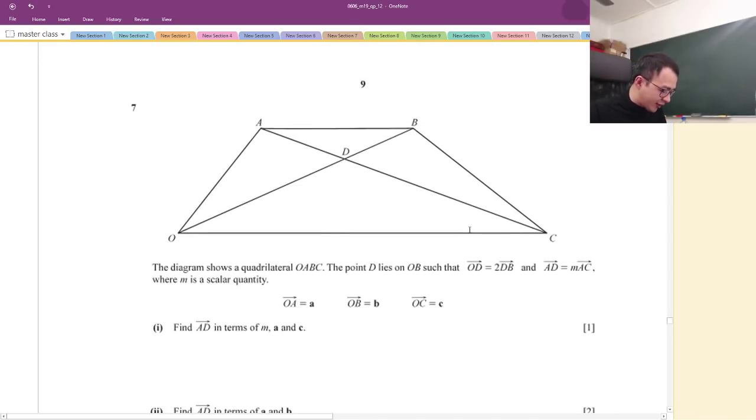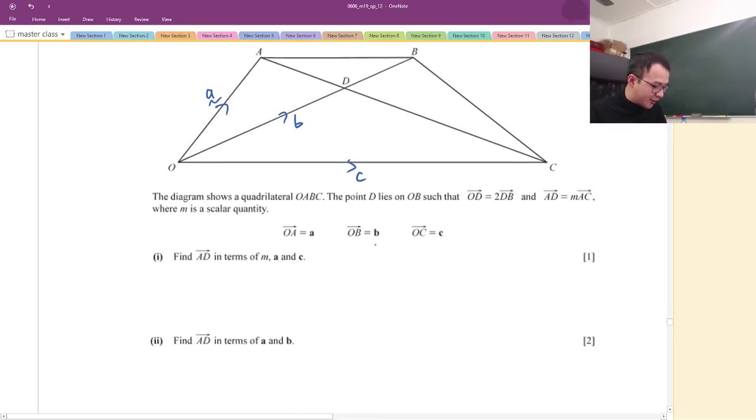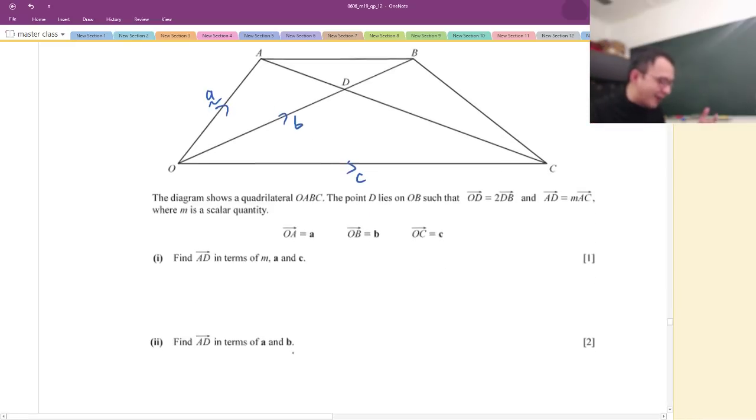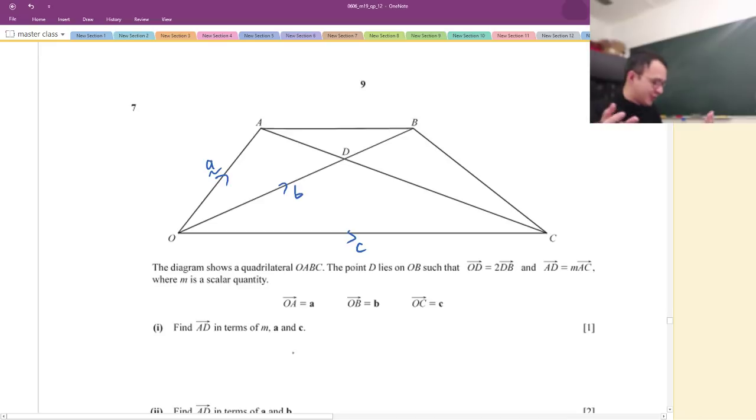Let's have a look at the vector here. OA equals A, this is A. And OB equals B, this is B. And OC equals C, this is C here. Find AD equals to MA and C here. Later we'll go into the graph again if you are so worried about the graph. I'm trying to cover some topics I haven't discussed, to maybe help you a little bit tomorrow.